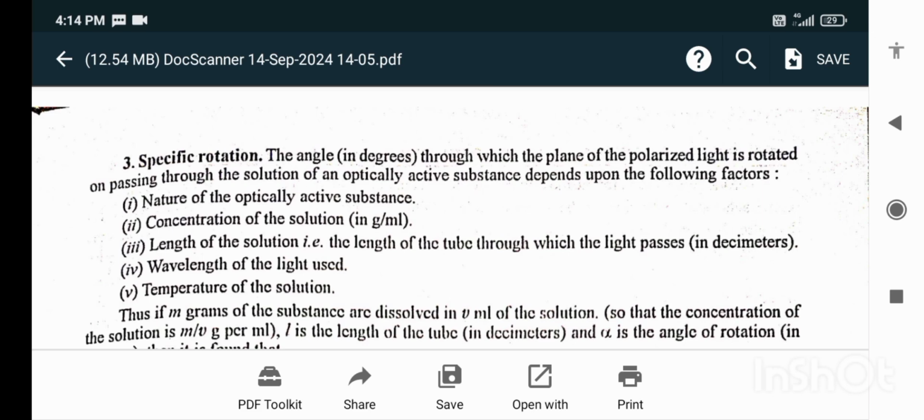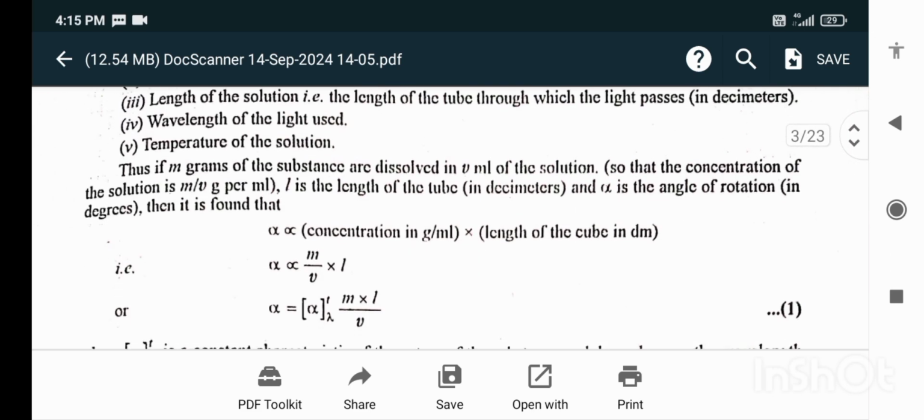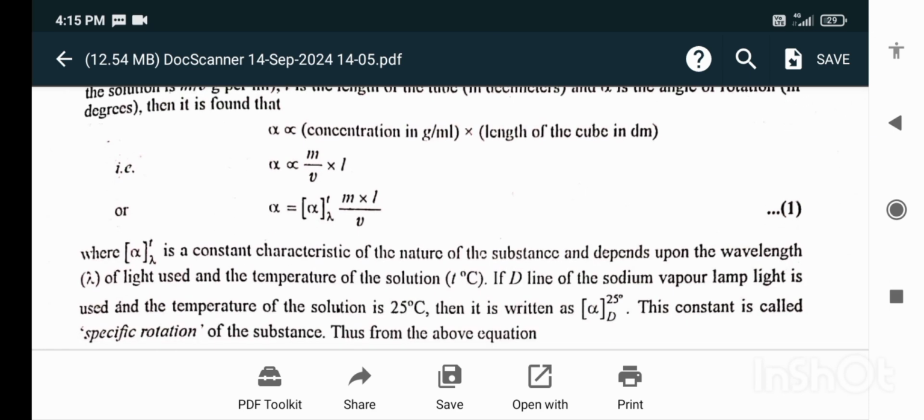Thus, if m grams of the substance are dissolved in V ml of the solution, so that the concentration of the solution is m/V gram per ml, L is the length of the tube and alpha is the angle of rotation in degrees. Then it is found that alpha is directly proportional to concentration multiplied by length of the tube in dm. Alpha is directly proportional to m/V into L. Alpha is equal to [alpha] times m/V into L, where [alpha] is a constant characteristic of the nature of the substance and depends upon the wavelength of the light used and the temperature of the solution.